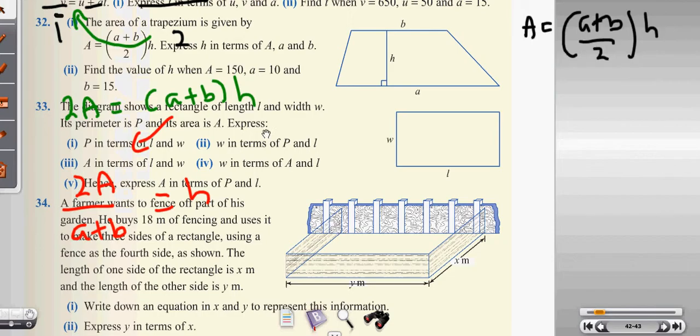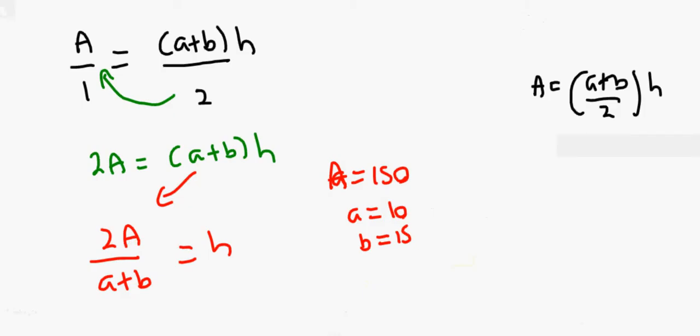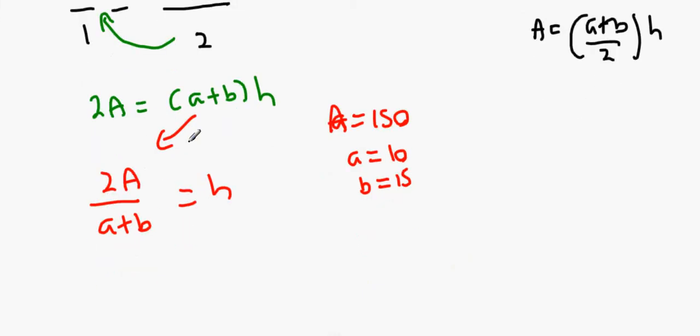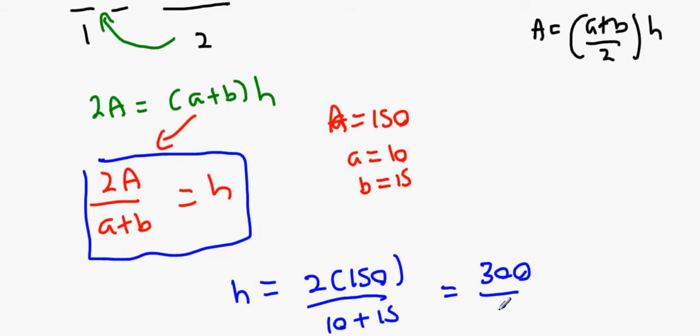Now what we know about the second part is that capital A equals 150, small a equals 10, and small b equals 15. So what we can do next is put these values into the formula to find out what h is. So h is going to be 2 times 150 divided by 10 plus 15, which is 300 divided by 25, which results in an answer of 12. Okay.